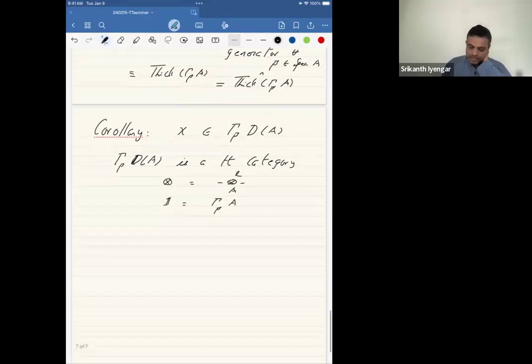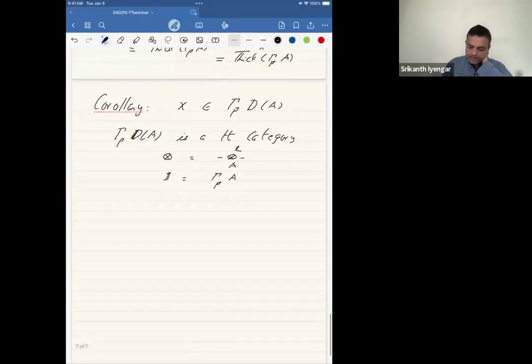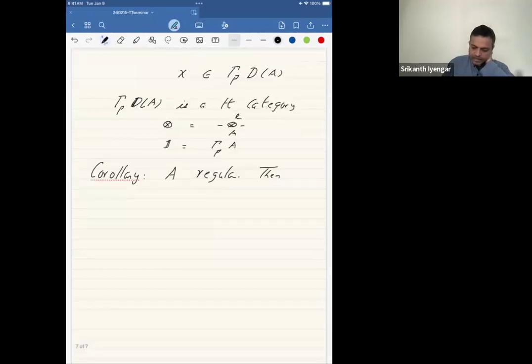And therefore, you can ask, what are the compact objects here? What are the dualizable objects here, etc. So one of the corollaries of the regularity condition is that, say, when A is regular, then you can detect, and again, we're looking at X in the P-local strata of D of A, then X is compact in this P-local stratum if and only if it has finite length.